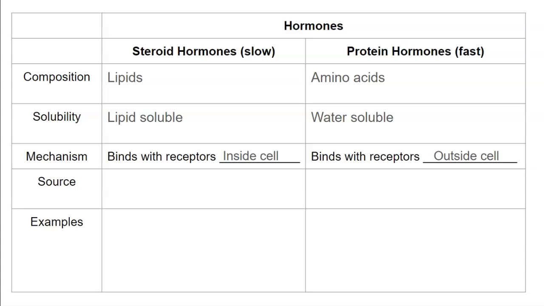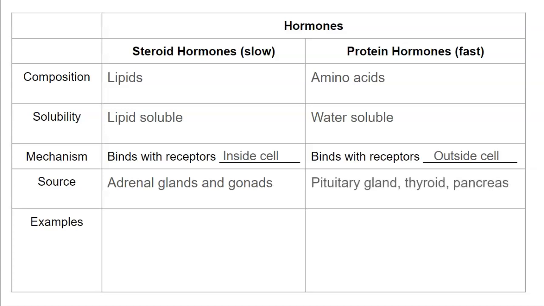So you'll have them around the outside because the water doesn't faze them. A lot of times we get our steroidal hormones from our adrenal glands and our gonads, whereas our protein hormones typically come from our pituitary, our thyroid, and our pancreas. And we will really be diving into all of these and looking at them and defining them.